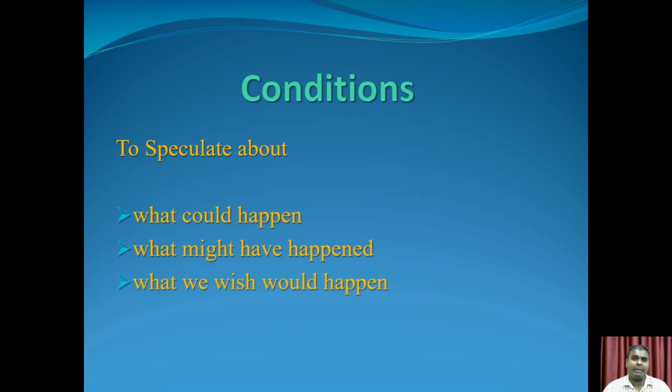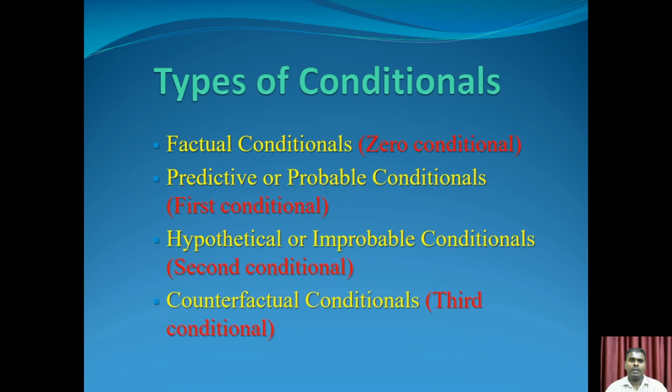If the condition is like this, then what could happen? If the condition was like that, then what might have happened? And if the condition had been like that, then what would have happened? These different situations can be expressed with the help of if conditionals in English. So now we look at the types of conditionals in English.